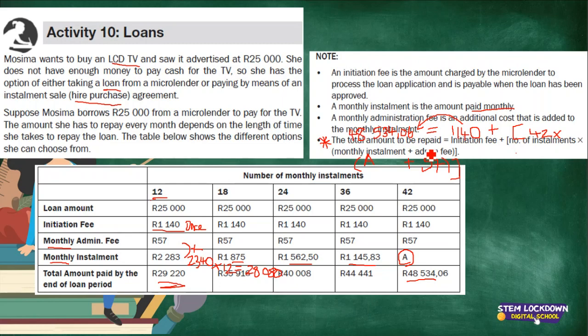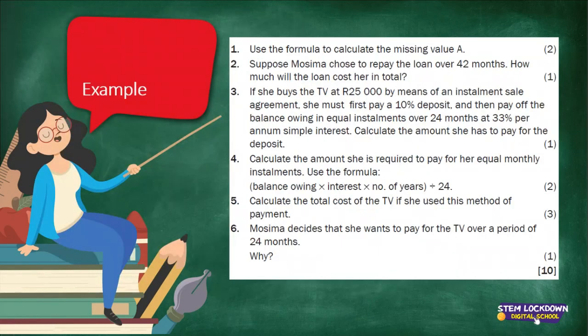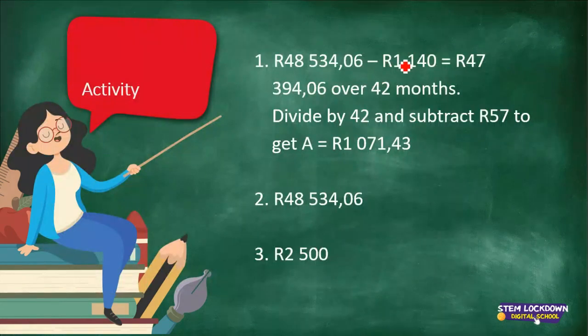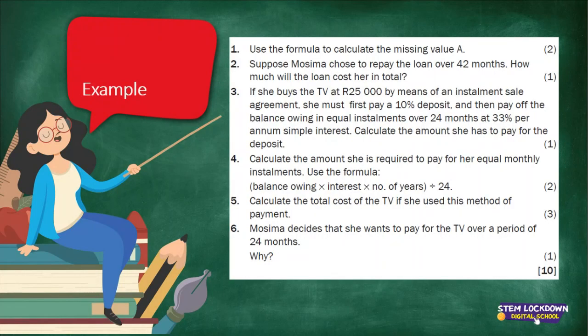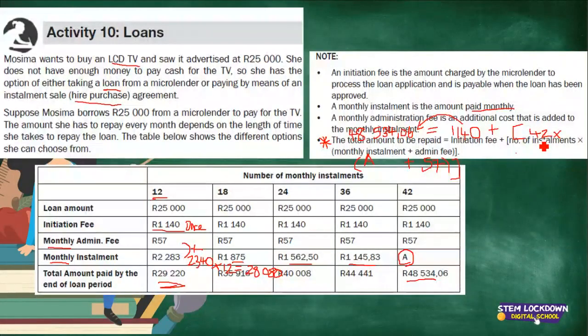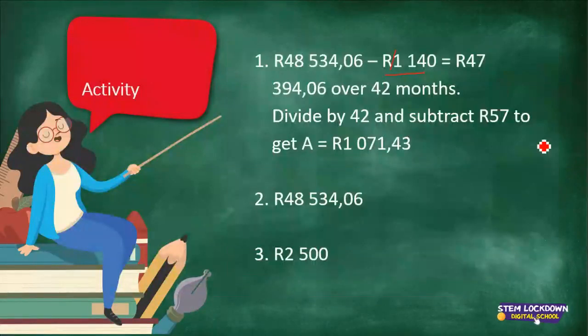Let me just show you this way. First of all, you subtract the initiation fee. After subtracting it, then you divide by 42. So over 42 months, you divide by 42. You divide the answer that you got here by 42.